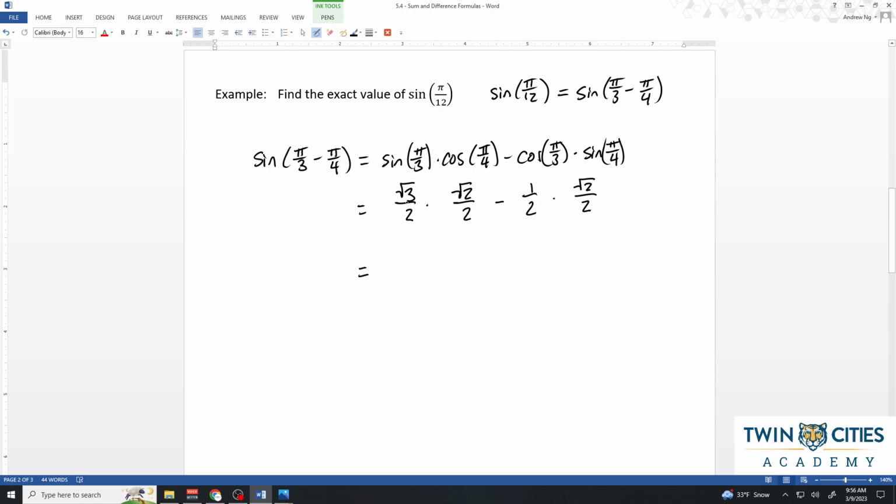Okay, so this will be square root of 3 times square root of 2, so that's square root of 6, over 2 times 2 is 4, minus 1 times the square root of 2, so that'll be the square root of 2, over again, 2 times 2 is 4. Interestingly, this is the exact same answer as we got before. So this is going to be the square root of 6 minus the square root of 2 all over 4.